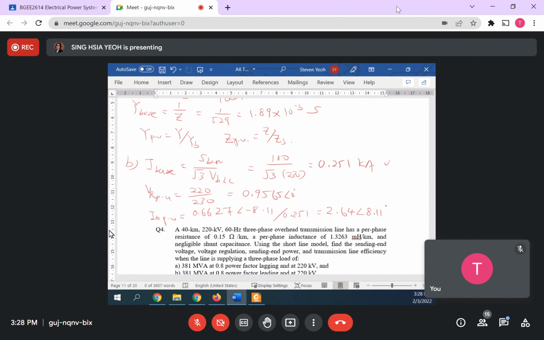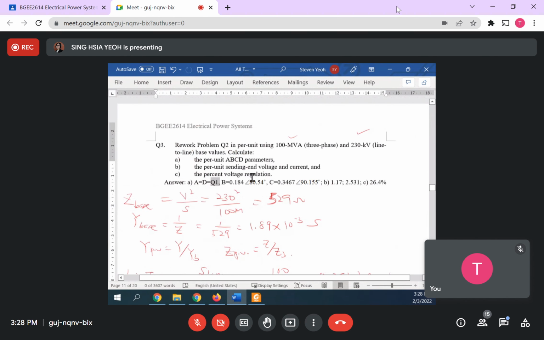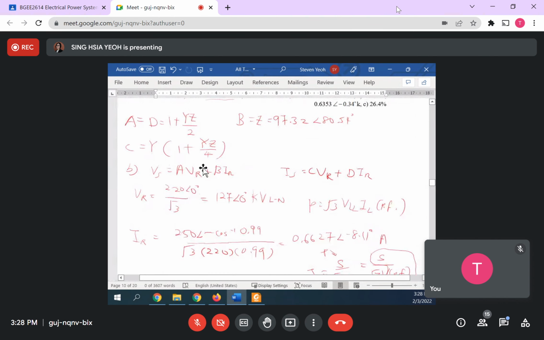Then if you have IR and VR, everything you can substitute back into the equation, V S equals A VR plus B IR, and I S equals C VR plus D IR, with the ABCD values in per unit as well. Then you are going to get VS and IS in per unit. Can you get it? Okay, actually for the VR, they didn't really state which one you need to use. You can use line to line or line to neutral. Actually, it's not a problem.